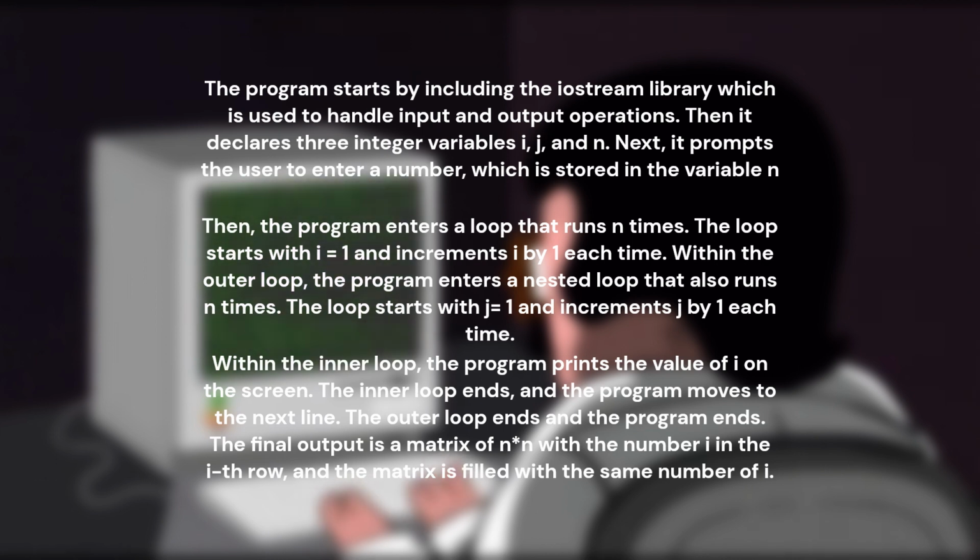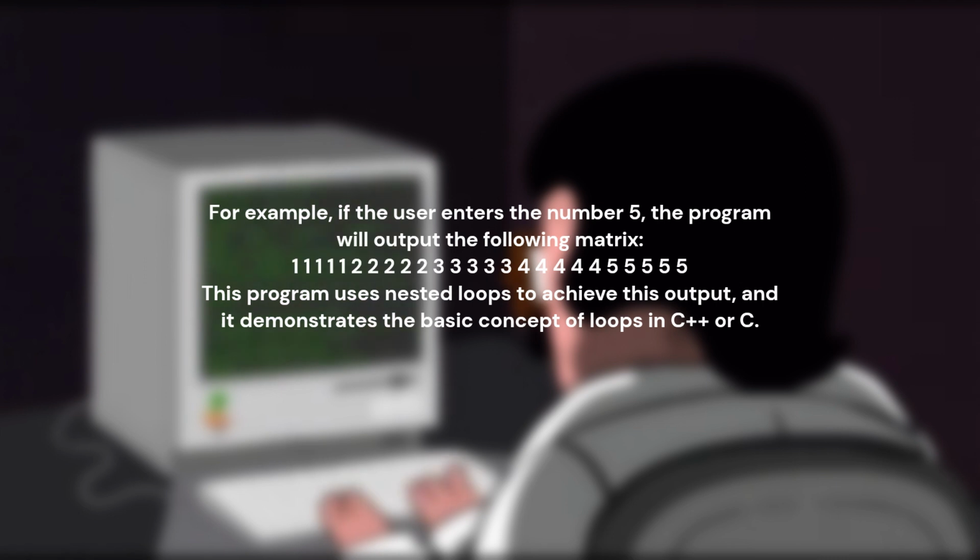Within the inner loop, the program prints the value of i on the screen. The inner loop ends and the program moves to the next line. The outer loop ends and the program ends. The final output is a matrix of n times n with the number i in the i-th row. The matrix is filled with the same number i. For example, if the user enters the number 5, the program will output the following matrix.